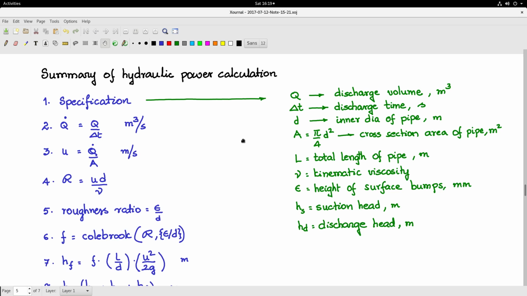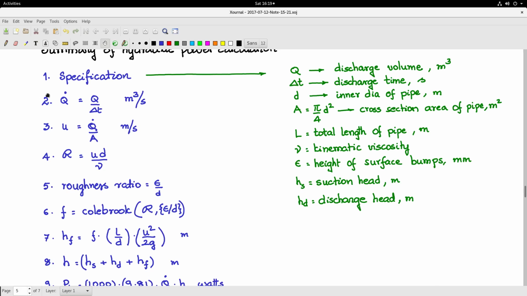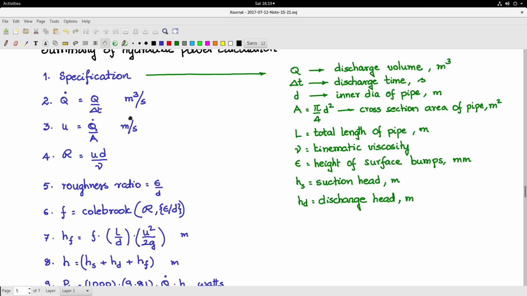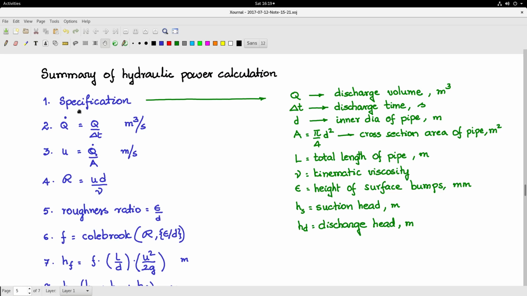In order to make our task easy for calculating the hydraulic power, because we have so many steps, 1, 2, 3 up to 10 steps that we need to pass through in order to obtain the hydraulic power, I have put them in an Octave script file. I will just explain that, and then I will leave it to you to explore it, and I will also keep that script file in the resources section.